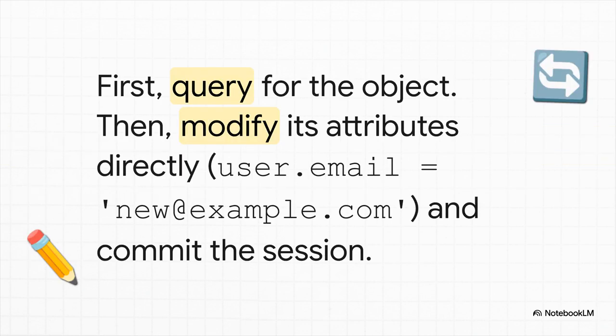Okay, updating a record is almost laughably simple. This is where the ORM really shines. First, you find the user you want to modify. Then, you just change the attribute directly on the Python object itself. For instance, user.email equals new.email@example.com. That's it. You just commit the session, and SQLAlchemy is smart enough to figure out what changed and write just that update to the database.